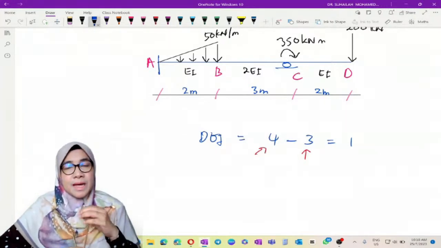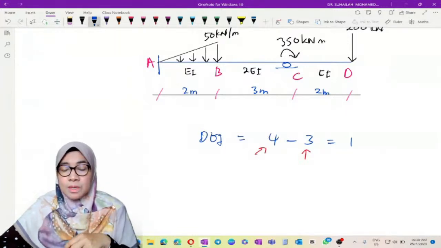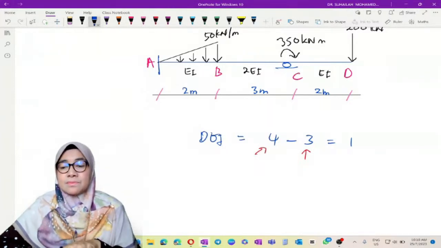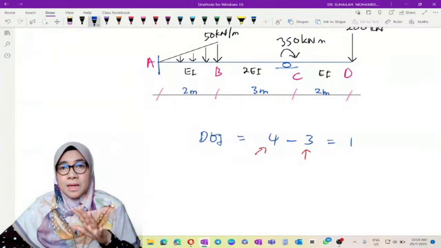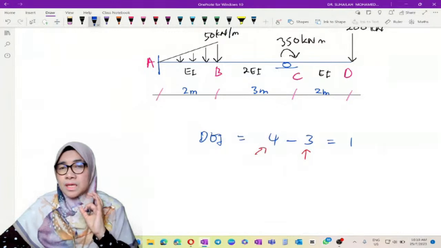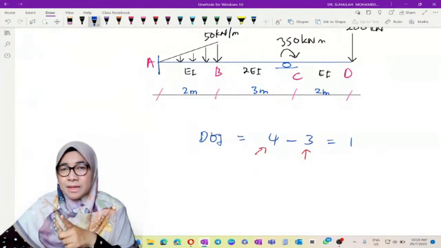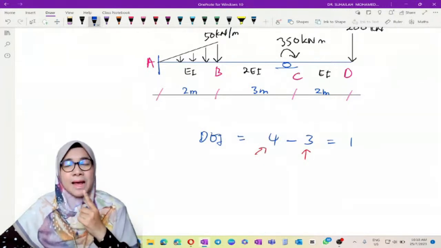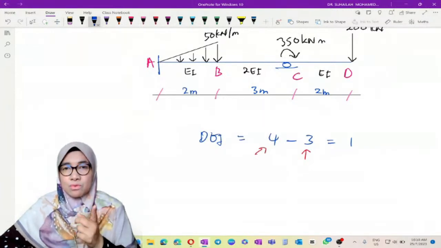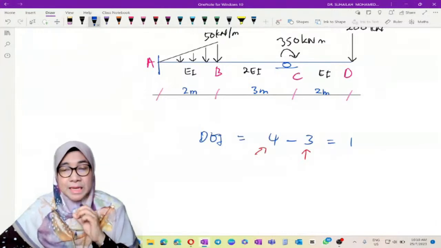Redundant in the system is the problem, because if we have only 3 unknown reactions, we don't have a problem. But now, since we have 4 unknown reactions and only 3 can be solved using equilibrium equations, we have 1 redundant. We have 1 problem called the redundant, so what we need to do is solve the problem.